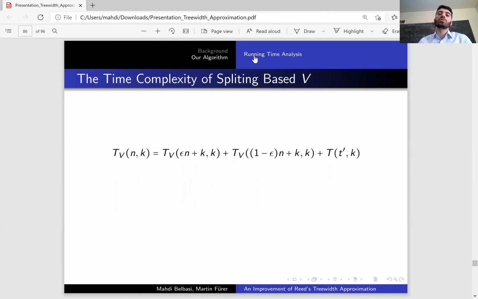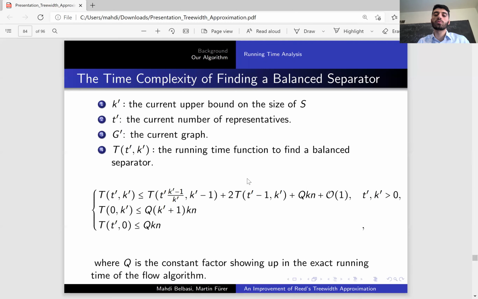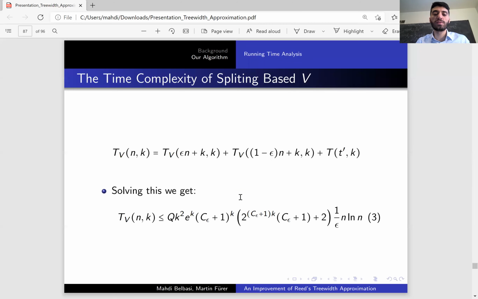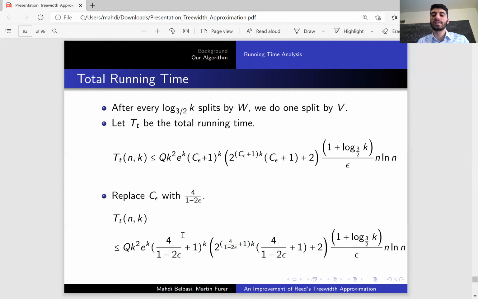And now we show that the time complexity of splitting based on V, the volume is this much. We go to one side at most epsilon of volume, at least epsilon of volume, the other one at most 1 minus epsilon, and then we add the separator itself, and we get this after solving. We do this only once, while we do the previous one every log k times. So if we put them together, this is the total running time. Plug C epsilon there, which was 4 over 1 minus 2 epsilon. We get this one, right?